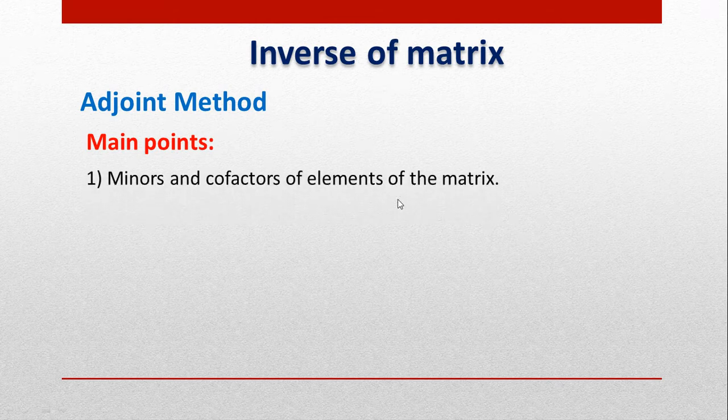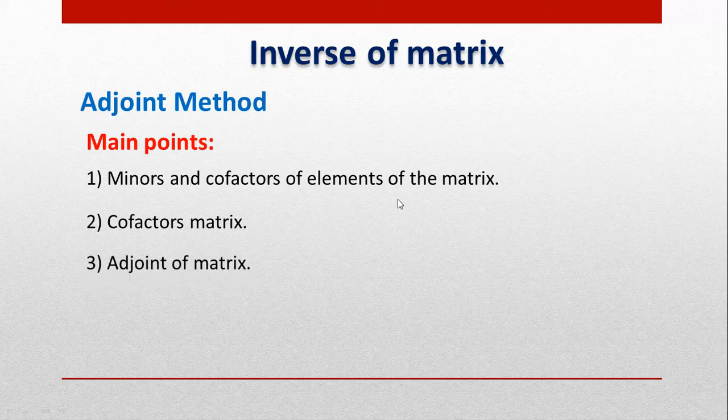So our first point is how to find the minors and cofactors of elements of the matrix. This is our first concept. Then the second one is the cofactors matrix, and then how to get the adjoint of a matrix. So today in this lecture we will discuss all these 3 points related to the adjoint method. We will discuss this by one example. So let's see.